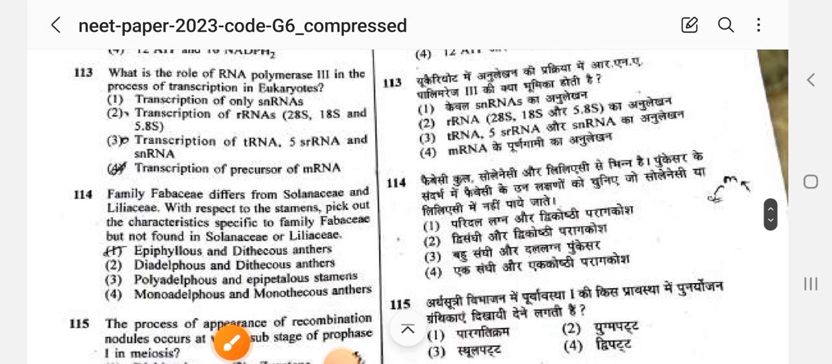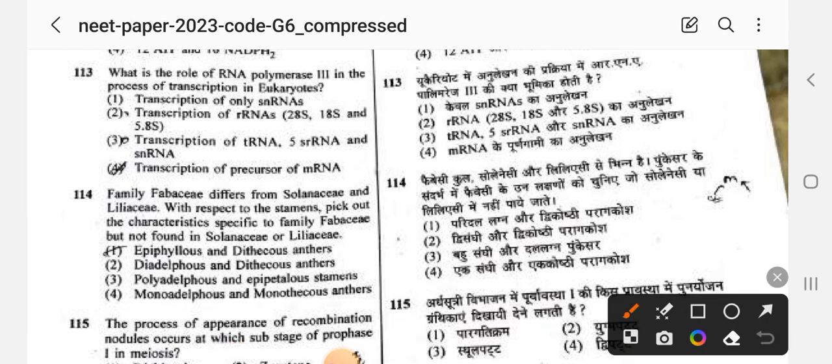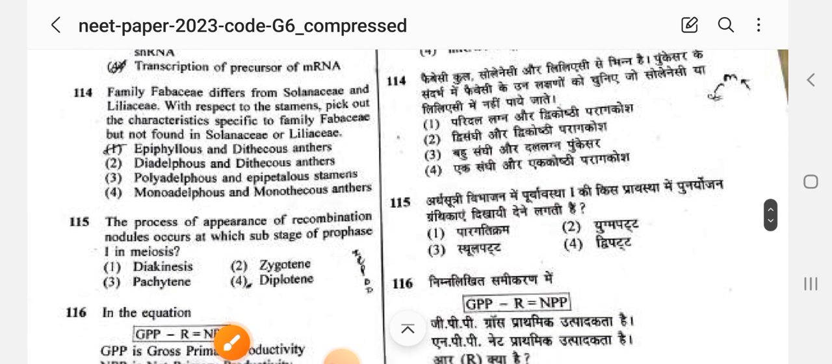So next is what is the role of DNA polymerase III in the process of transcription in eukaryotes? So the answer is 3 only: tRNA, 5S rRNA and snRNA. So next question is 115.